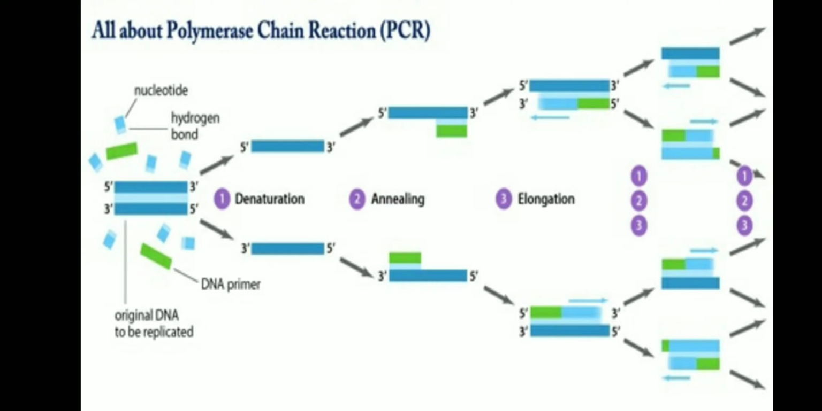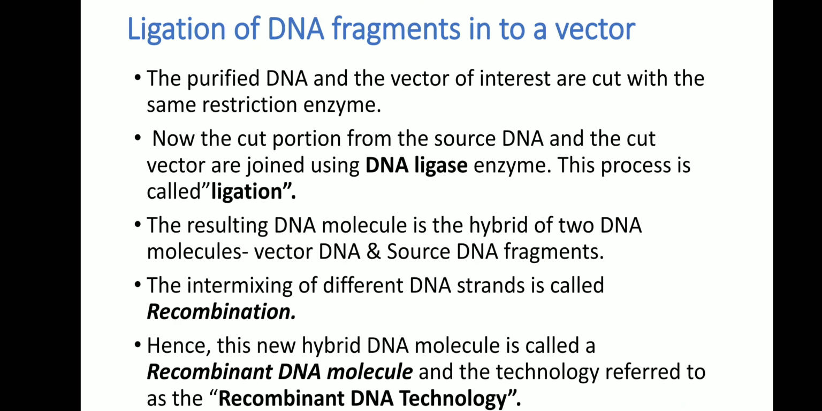Now this desired DNA has multiple copies. Why are multiple copies used in recombinant DNA technology? Because a single DNA is not enough for recombinant DNA technology. So we are required to use multiple copies for the recombinant DNA technology process. Then after amplifying that desired DNA, we need to ligate the DNA fragment into a vector.